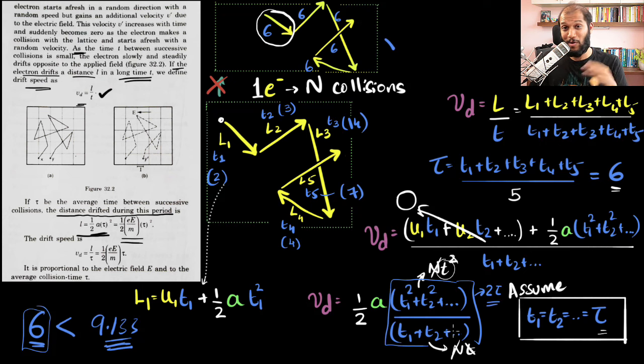And I can't prove that right now. I'm not going to attempt to do it. And that's how that 2 and 2 will cancel out. And what you will end up getting is half into A into tau and not this. The mistake is assuming that tau is actually the time between two successive collisions for all the collisions. That assumption that has been made over here is causing all the problems.